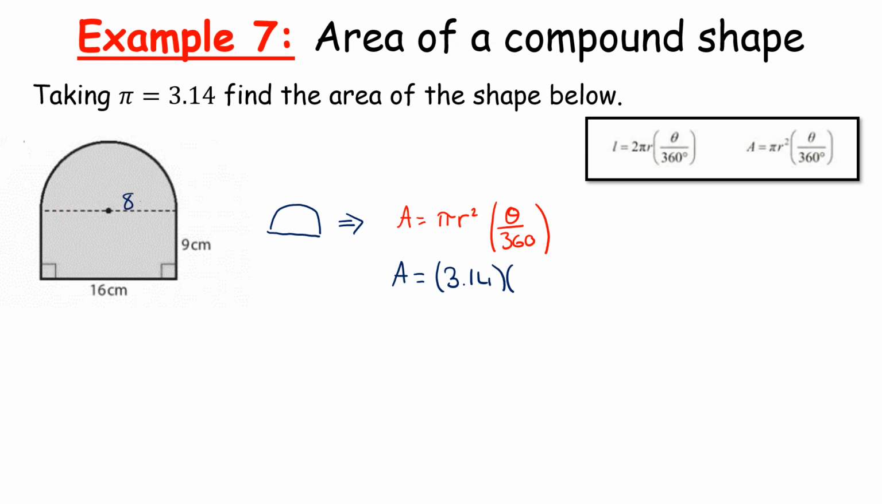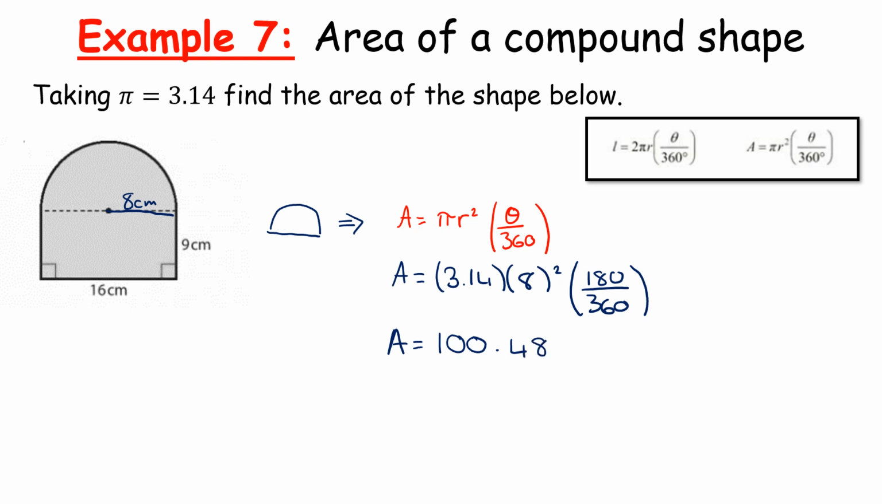So let's put that in here. So that's my 8. And I put 8 squared in here. I then have 180 over 360, or you can just simply go straight to multiplying that by a half. So we put that into our calculator, 3.14 by 8 squared by 180 over 360. They didn't tell me anything to do with regards rounding, so I'm going to give it exactly as it is.